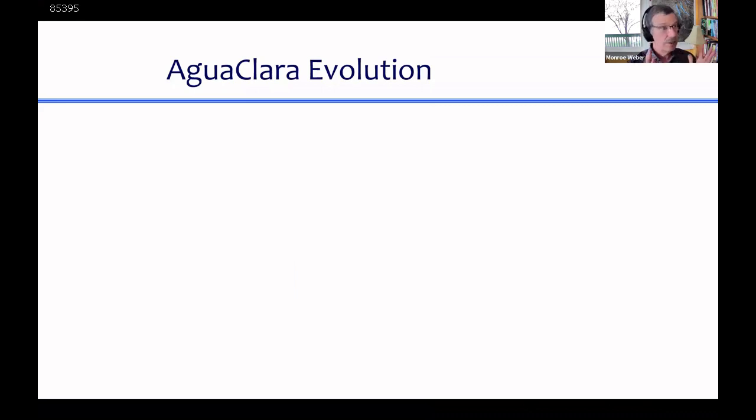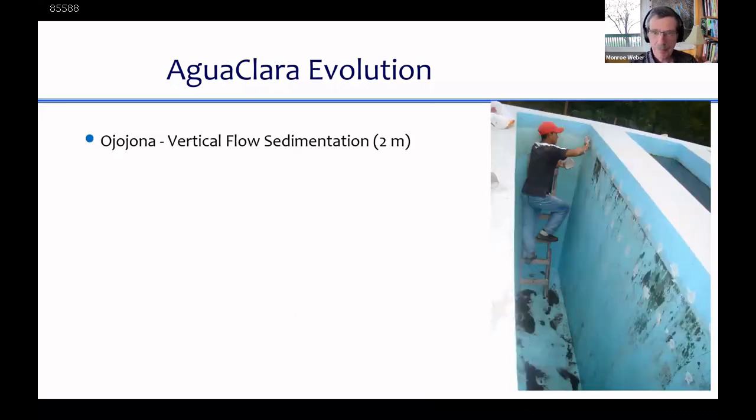Okay, I want to talk a little bit about the Agua Clara evolution, and we'll at least start on this. So I wanted to be clear that we also made some very bad designs. And I would argue that we continue to make mistakes, and we continue to learn from those mistakes. So here's our very first plant, Ohohona, and it's basically a rectangular box. We designed the simplest thing possible.